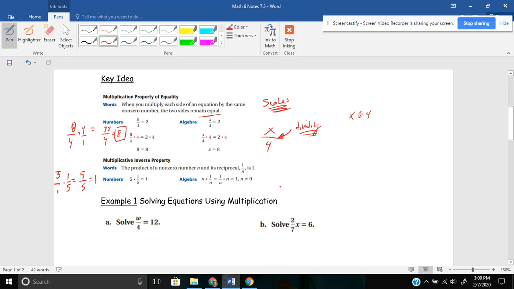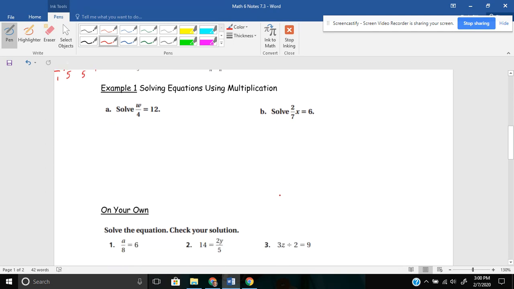So the main point here is that when you're doing one thing to a side of an equation, whether that's adding, subtracting, multiplying, or dividing, you do it to the other side as well so that your scale remains balanced. All right, let's try a few examples out. Solving equations using multiplication. It says solve w divided by 4 equals 12. So this is saying what number, when you divide it by 4, will give you 12.